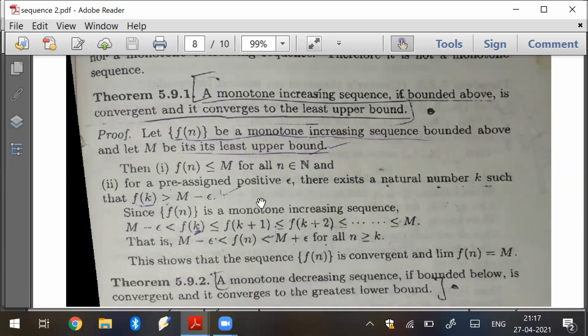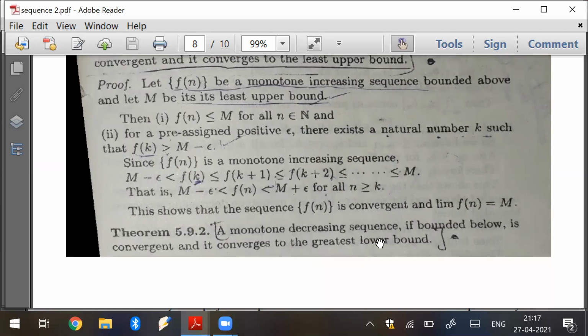If you take a monotone increasing sequence, that is, f n is a monotone increasing sequence which is bounded above, because capital M is there, it converges to the least upper bound. So capital M was the least upper bound, and it is indeed converging towards this least upper bound. So this is true. Similarly, if you take a monotone decreasing sequence, I am not going into the details to complete it, you have to follow exactly the same procedure.